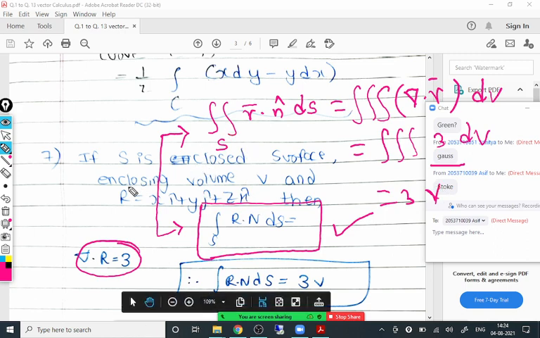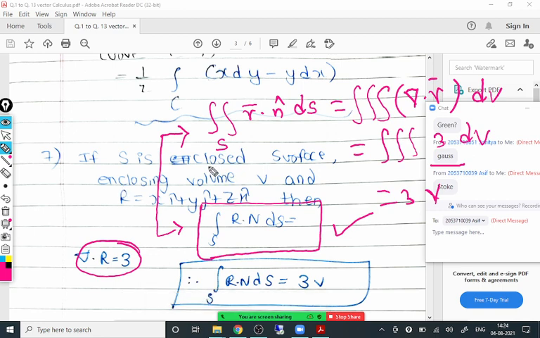Remember, whenever a closed surface is there, this is the keyword. Closed surface means you convert the double integral to the triple integral. And when it is an open surface, then we convert the double integral to the line integral. Is that clear?